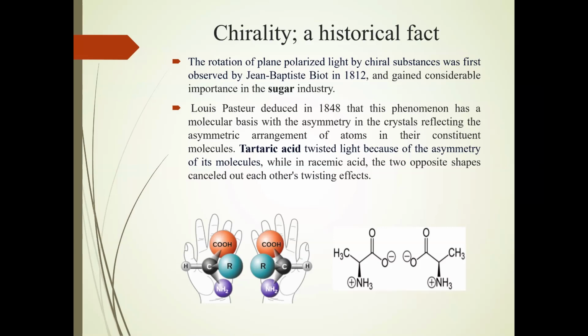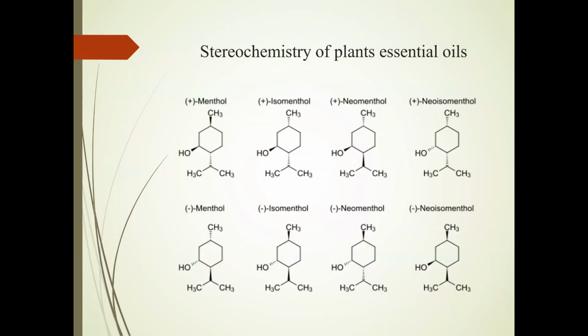Later in 1848, Louis Pasteur discovered the same thing with tartaric acid, and he understood that tartaric acid enantiomers have different crystalline structures and can rotate polarized light in different ways. And he understood that this is because of the asymmetry of its molecules. As you all know, chirality is a concept of having four different functional groups on one carbon structure. And we will see how and why this is important to us in metabolomics.